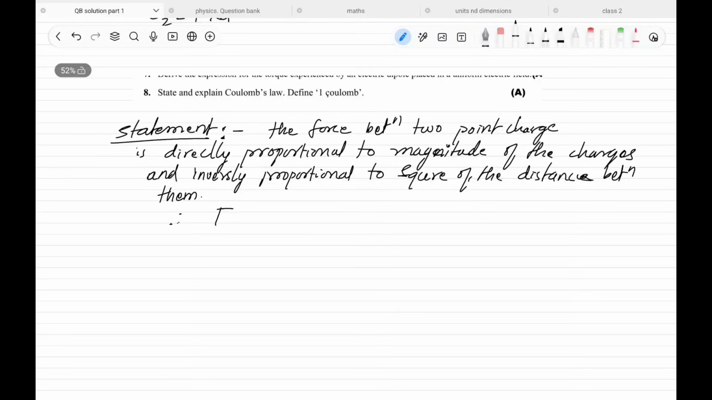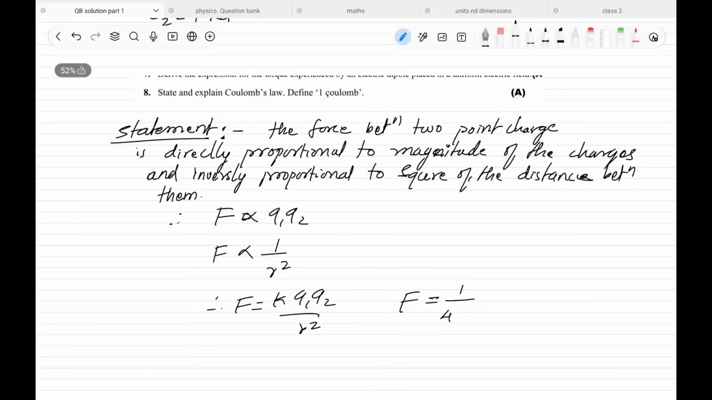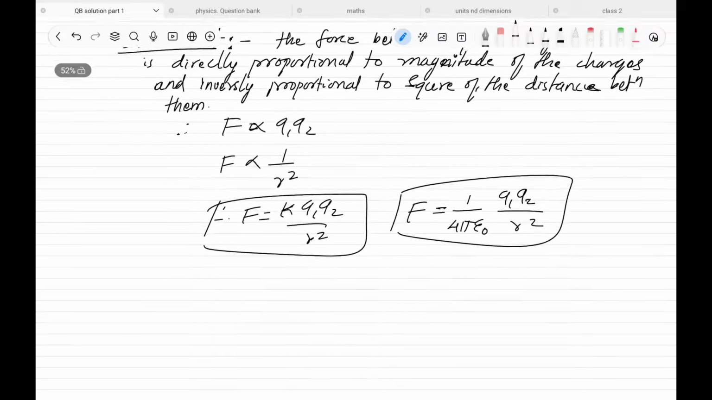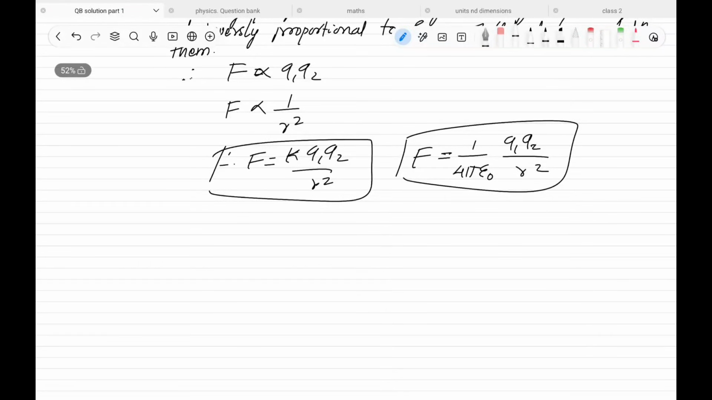Therefore, F is directly proportional to q1 and q2, and inversely proportional to 1 divided by r squared. Therefore, F is equal to k q1 q2 divided by r squared, or you can write F equal to 1 divided by 4 pi epsilon naught, q1 q2 divided by r squared. It is the constant k value, the force constant. Write either of the two formulas, it makes no difference.